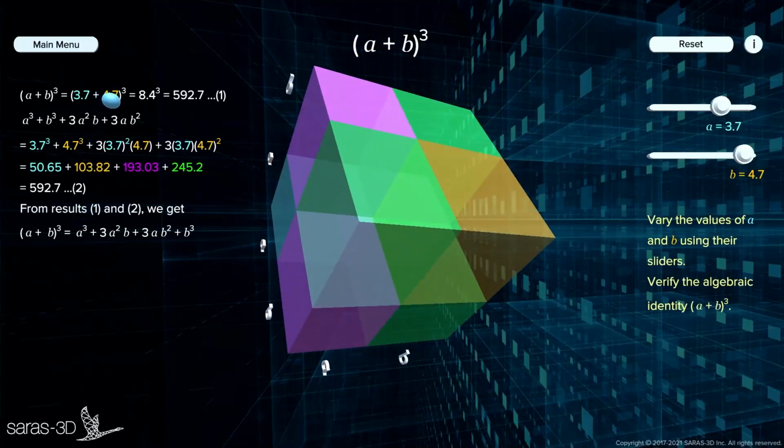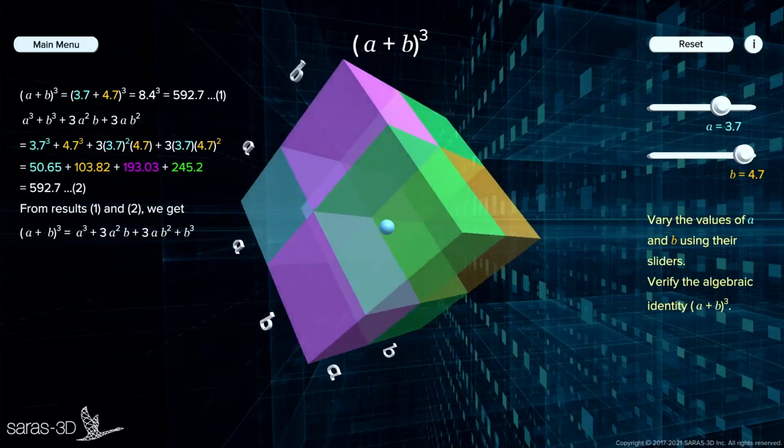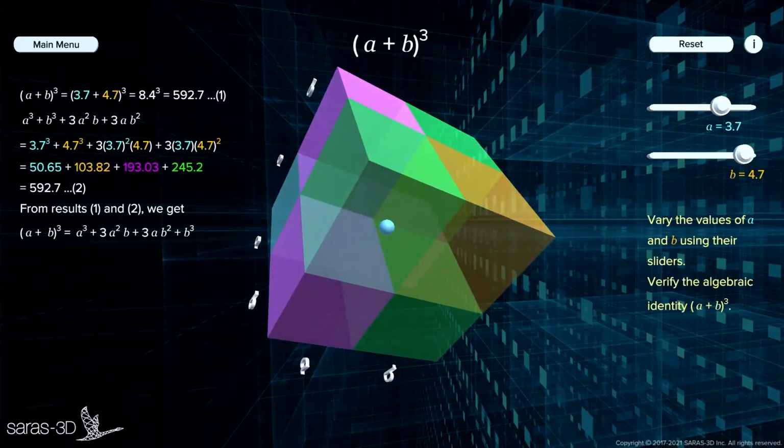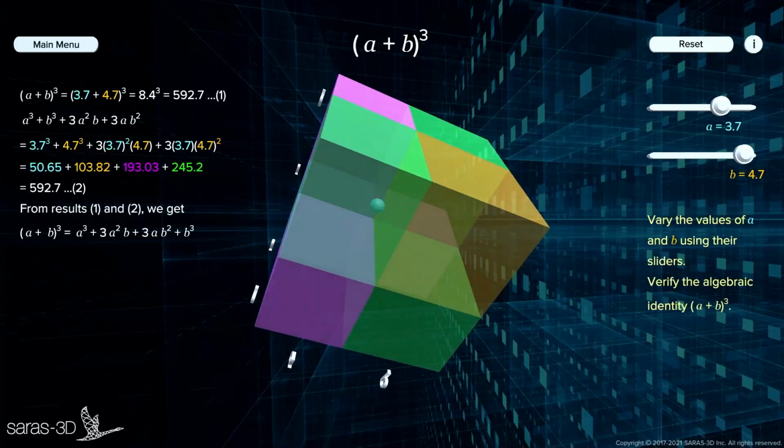So this is how we can prove this identity algebraically, and visually also we can see how A plus B the whole cube will look like. And these are all the components that make A plus B the whole cube. Now let us derive the formula to calculate A minus B the whole cube. Now A minus B the whole cube can be derived in two ways.